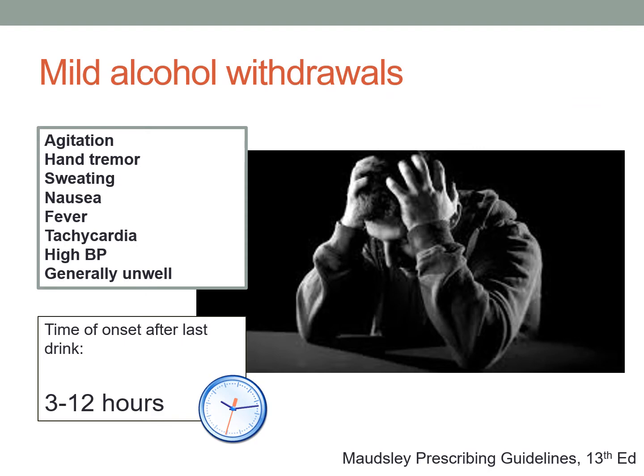There are mild alcohol withdrawals, which onset 3 to 12 hours after the last drink. This can be agitation, hand tremor, sweating, nausea, fever, tachycardia, high blood pressure, and a general feeling of being quite unwell. For some, this can just be like a very bad hangover.